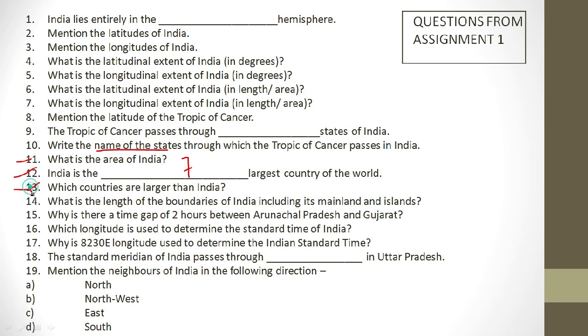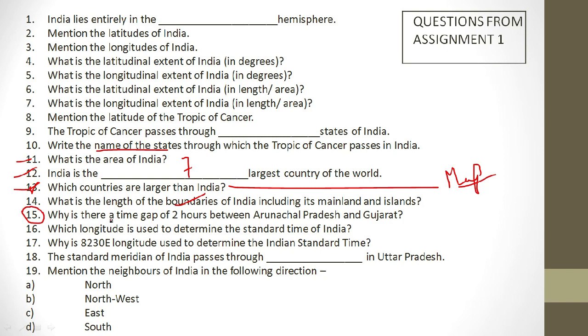Now this is an important question students, and I want this question to be answered by you. Here in this question 13 you have also got to use a map, and with the help of map you have to find out the countries which are larger than India. Let us see question number 14. What is the length of boundaries of India including its mainland and islands? Now students, as we have already discussed, the land boundaries of India is equal to 15,200 kilometers while the coastline is 7,516.6 kilometers.